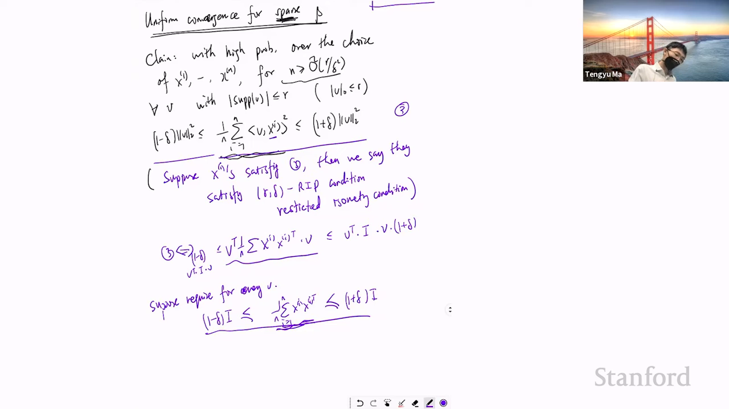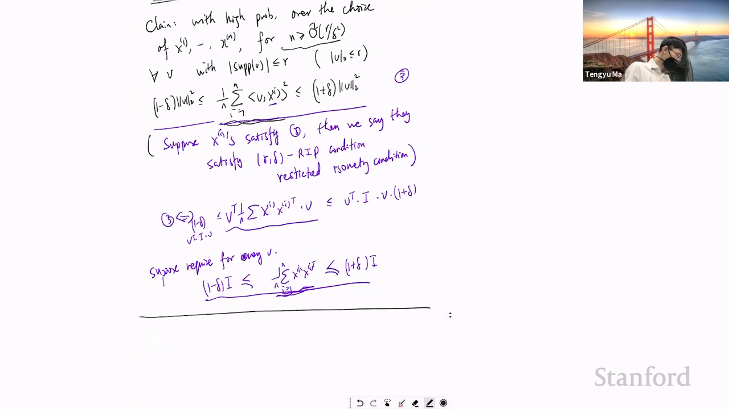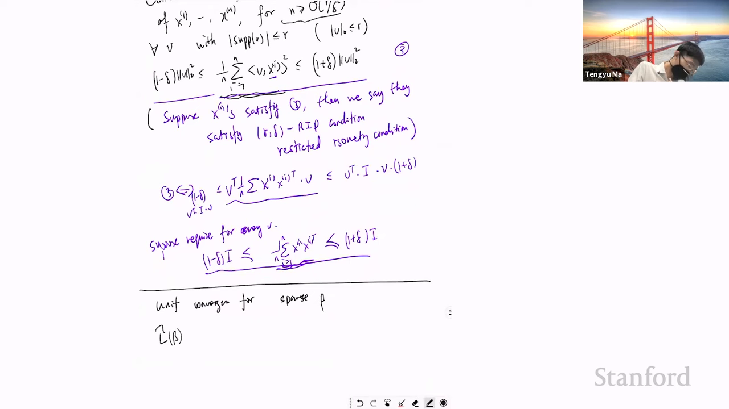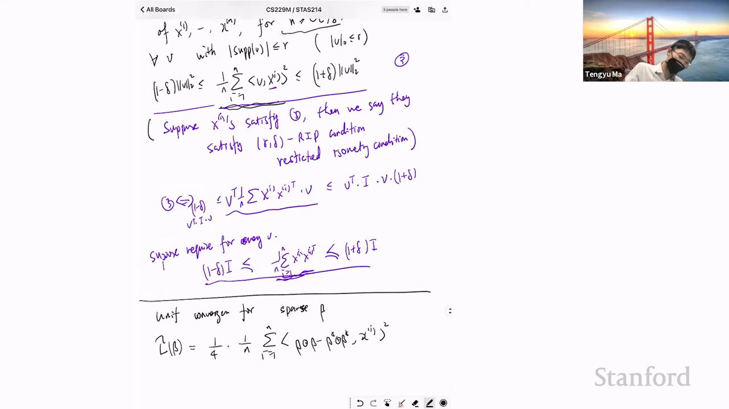Okay. So once you have this lemma or this claim, then we know that you have the uniform convergence for sparse beta. And this is just because L hat beta is 1/4 times 1 over n times the sum of (beta·x minus beta star·x) times xi squared. And this is of this form, right? So you can treat this as v, and then you're in this form, like v·xi squared. And this v is sparse if beta is sparse and beta star is sparse. Beta star is always sparse. That's our assumption. And if beta is sparse, then this thing is also sparse.